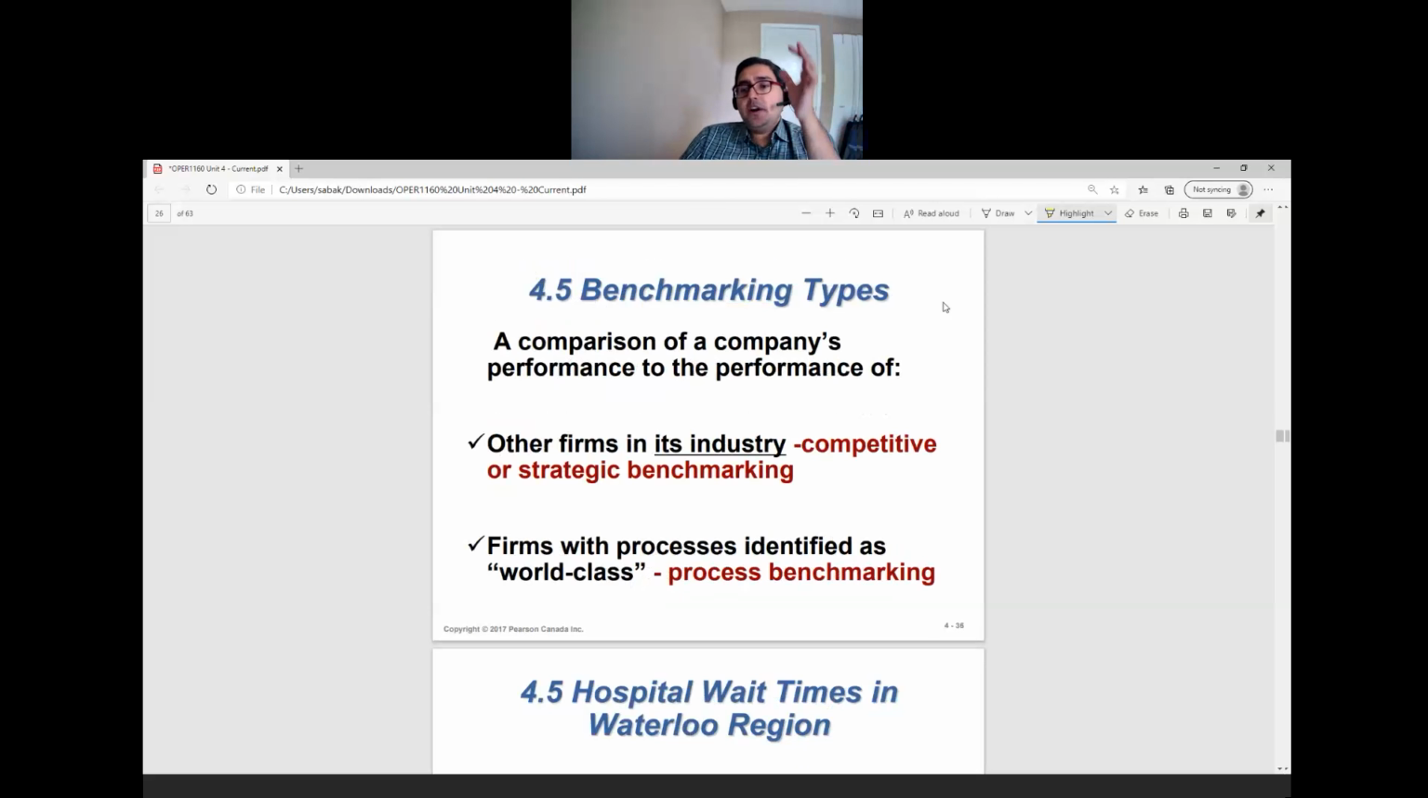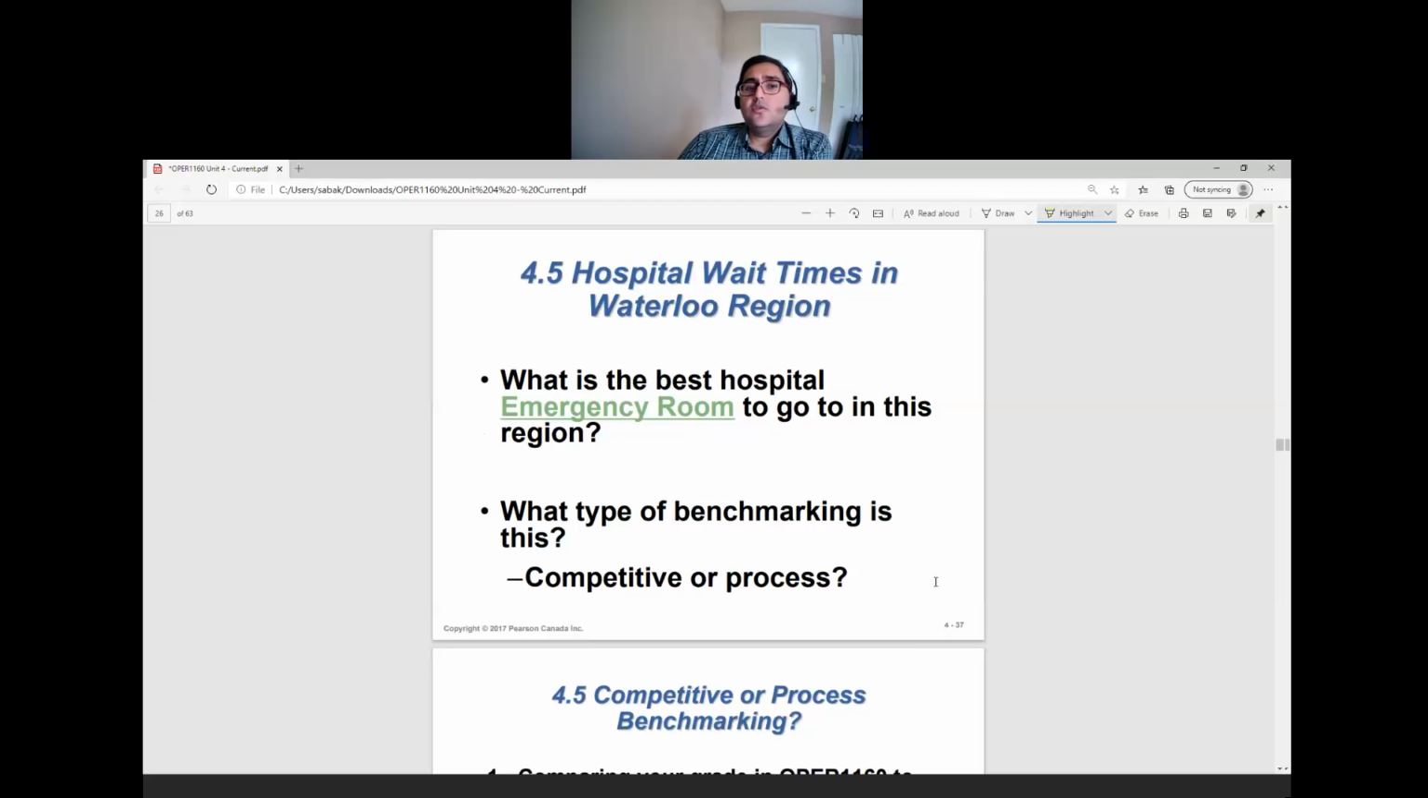Now, benchmarking can be of two types. One is called within the industry. For example, you are in the education industry. If Conestoga College is comparing its performance with Durham College, it's called strategic benchmarking or competitive benchmarking. But if you're trying to compare the processes, it's not just the same industry. Different industries can be there, but if you're comparing with different industries, it's called process benchmarking. So process benchmarking is a comparison with the world class, whereas same-industry benchmarking is called competitive or strategic benchmarking.